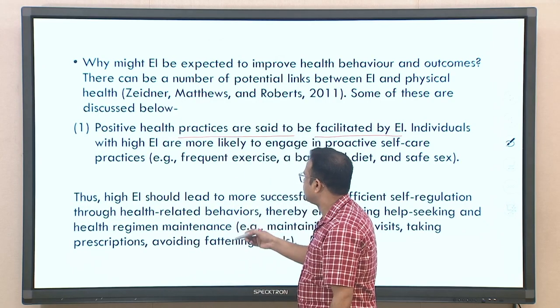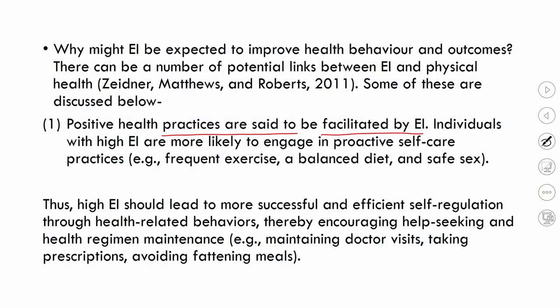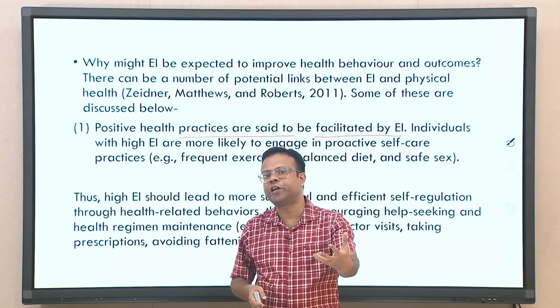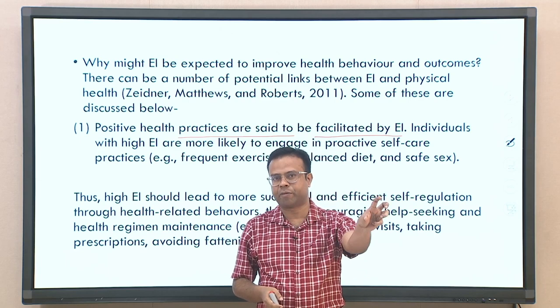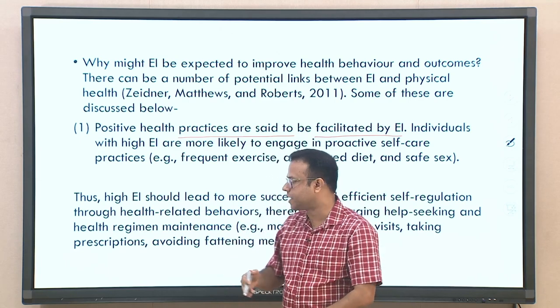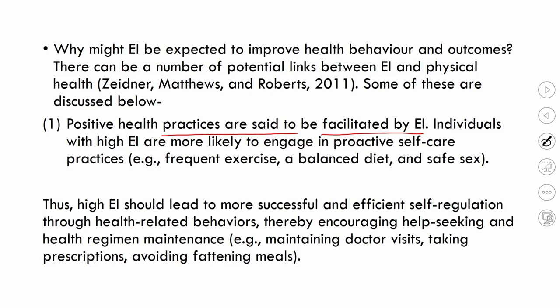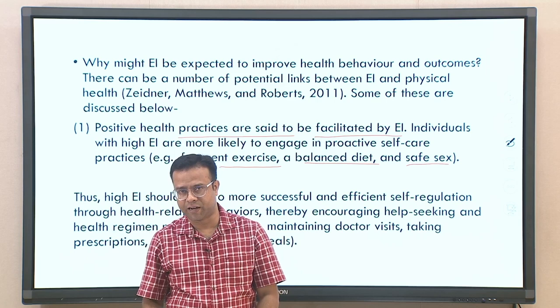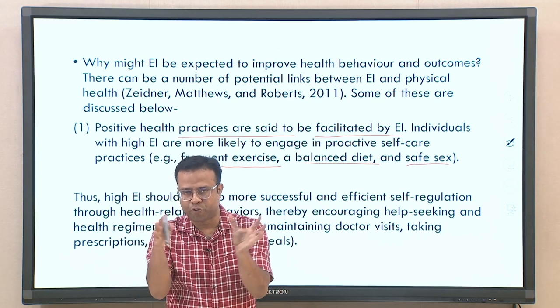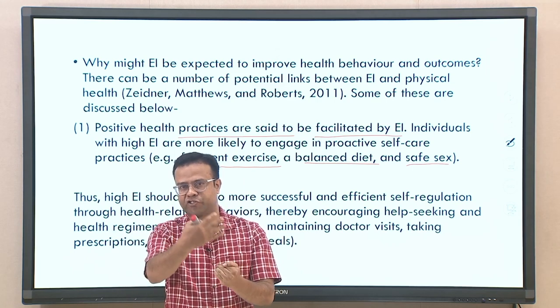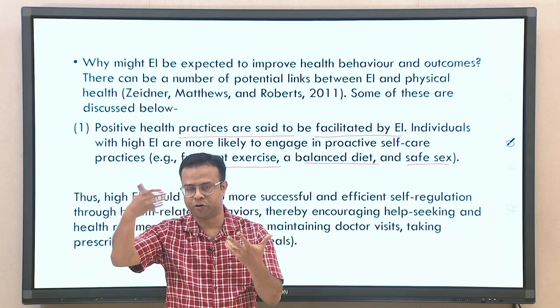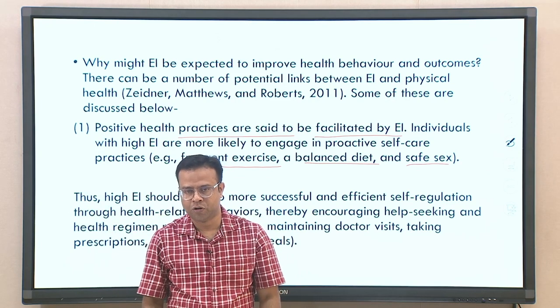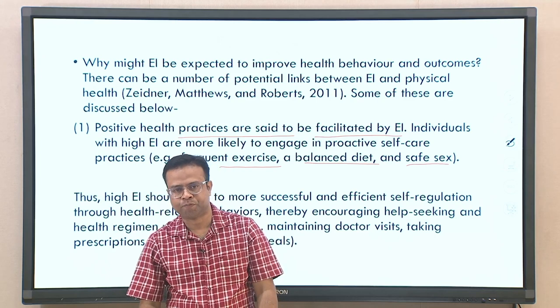For example, it will have a positive impact on health promoting behaviors, which are negatively impacted by stress and so on. So, health promoting behavior such as exercise, diet and all these kinds of things could be directly related to higher emotional intelligence, and that can promote physical health. It will protect against the negative behavioral impact of stress and negative emotions. So, in that sense, it will be a link to better physical health.